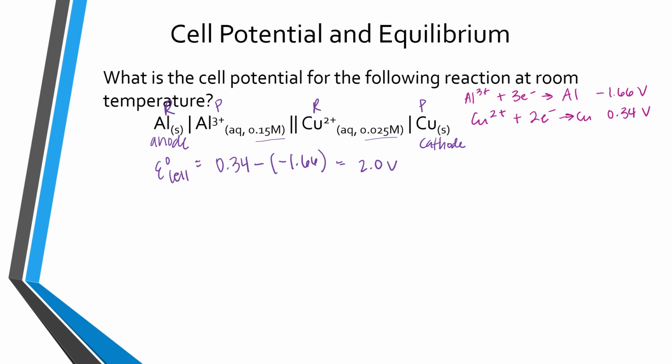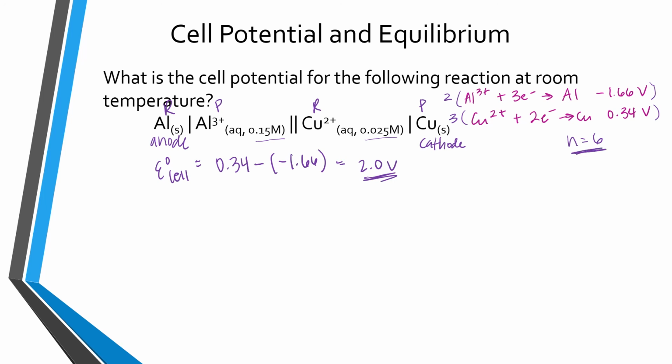Right, now we have to figure out our total number of electrons. Well, I see I have 3 in the aluminum reaction, I have 2 in the copper reaction. So I'm going to multiply the top by 2 and the bottom by 3, and that's going to give me 6 electrons total.